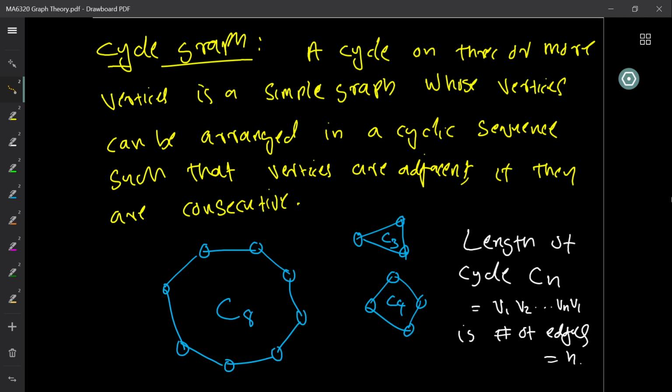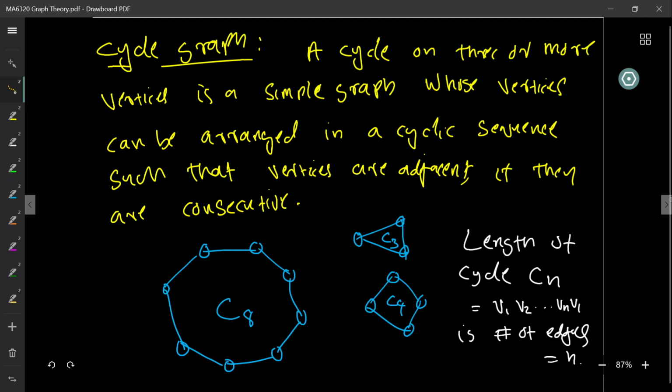Similarly, a cycle is basically a graph where you can find a circular order, a cyclic sequence of the vertices, such that adjacency is exactly when they are consecutive in the sequence. Otherwise, there is no edge. So examples of cycle graphs are given here.